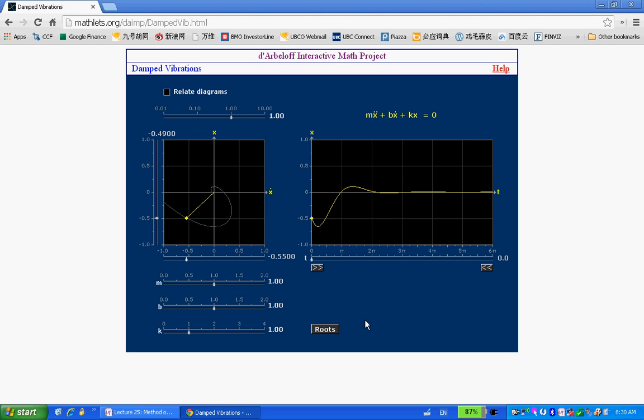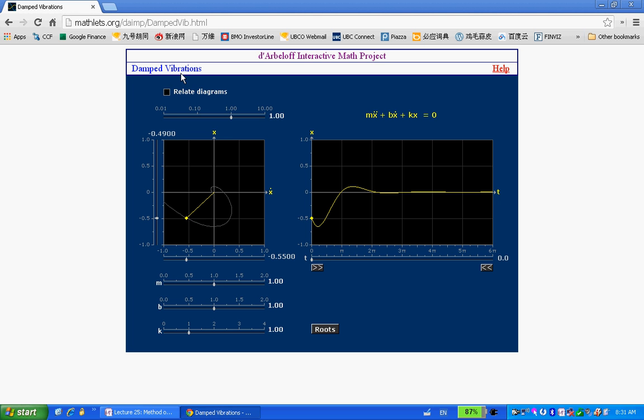Hopefully you have checked out this website here, mathlets.org, those Java applets. Somehow my Firefox doesn't run those ones, so I installed Chrome and it runs pretty well. Play around with those applets. For example, there is one called damped vibration.